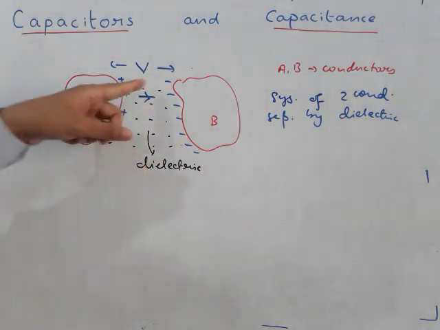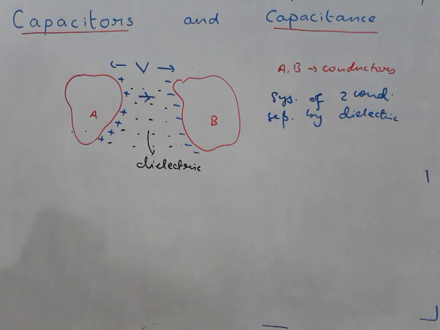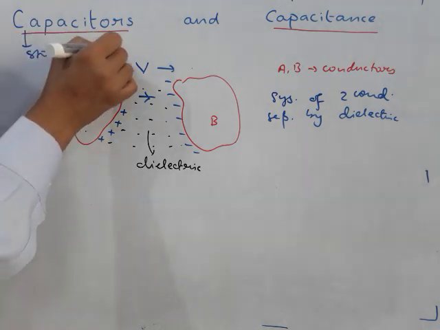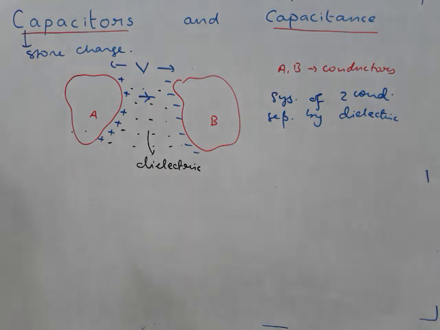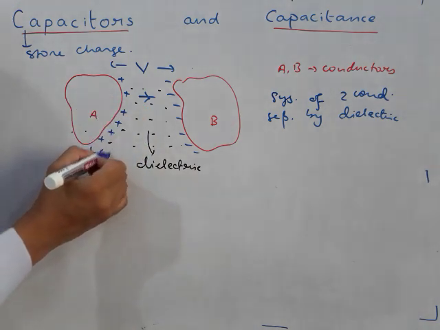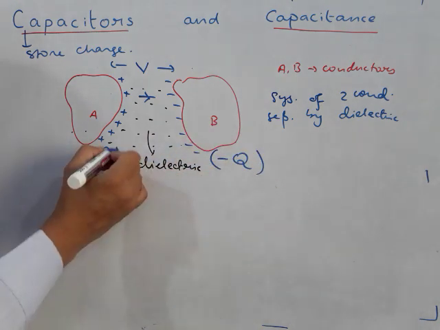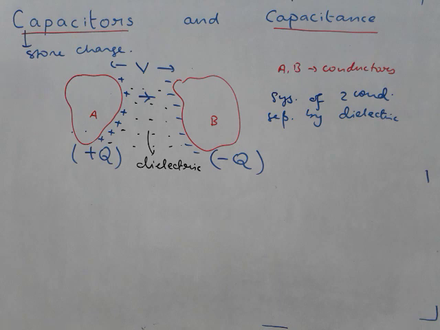In this way, it can store these charges. If these charges are not very high, this can remain as such for a longer period of time. If there is no leakage of charge, then this system can be used to store charge. So capacitors, basically what they do, they store charge. Now here equal and opposite charges develop on the two conductors. Suppose the charge on conductor A is plus Q and the charge on conductor B is minus Q. We say the charge on the capacitor is Q.